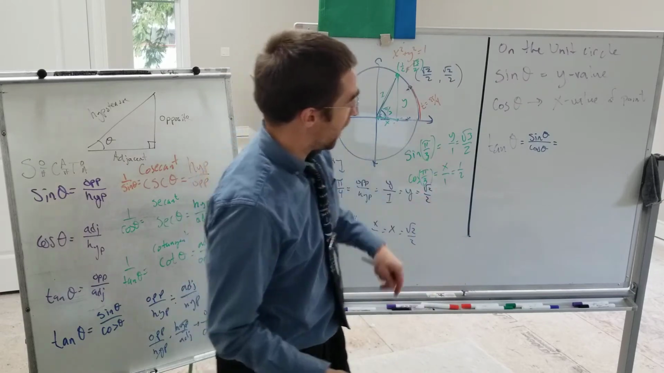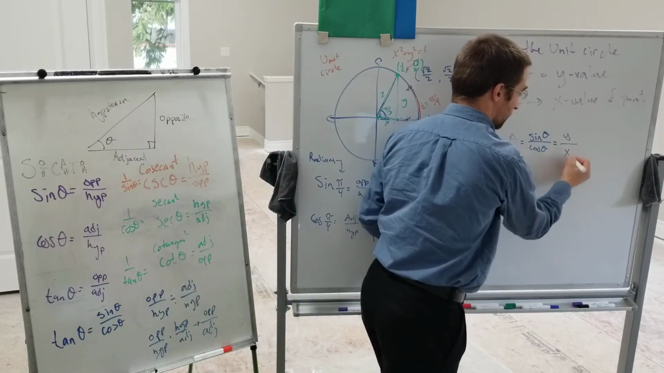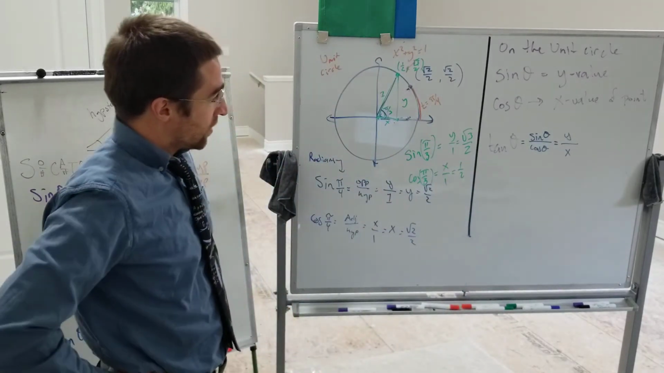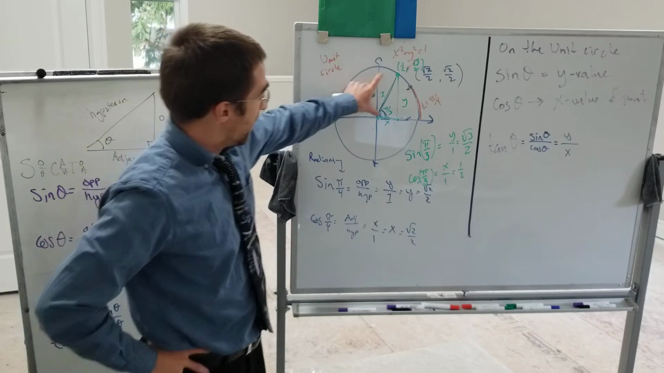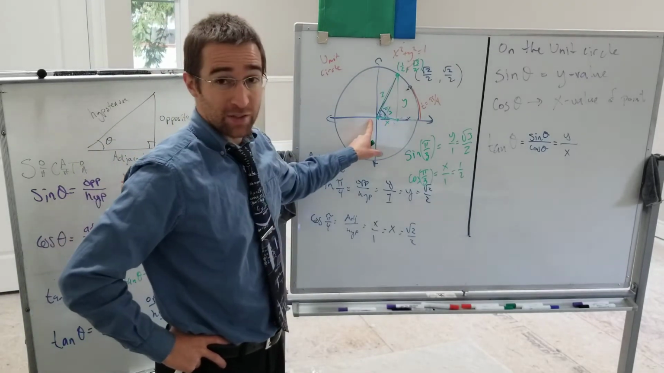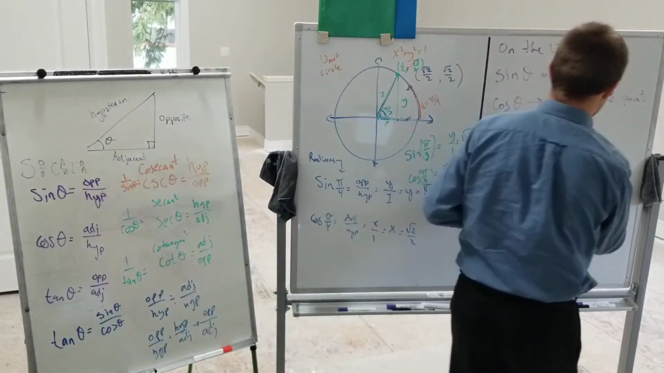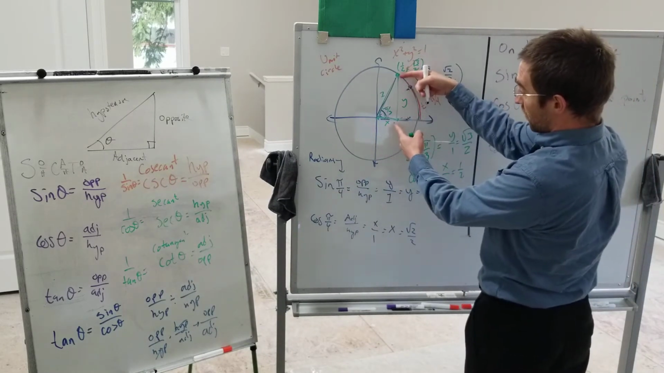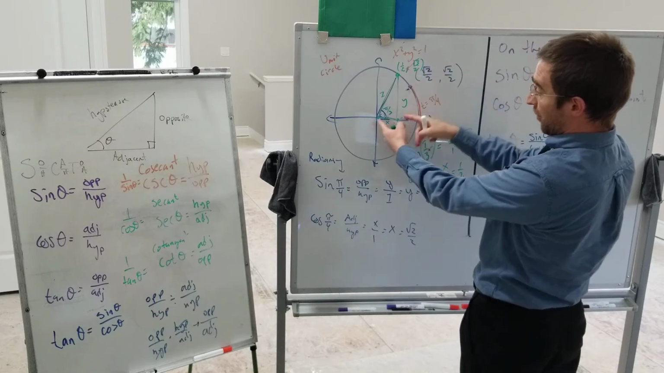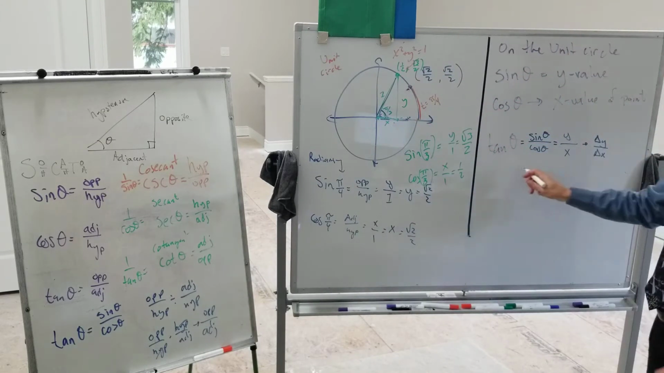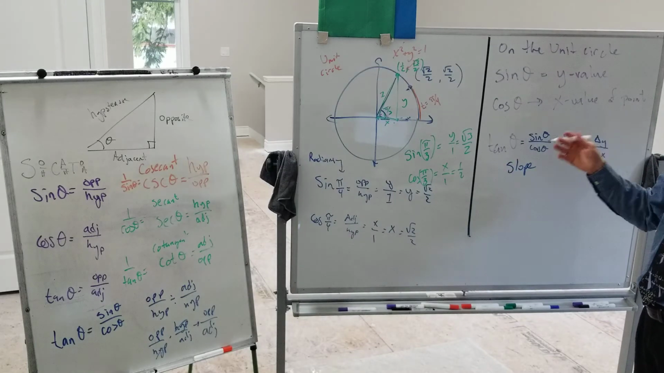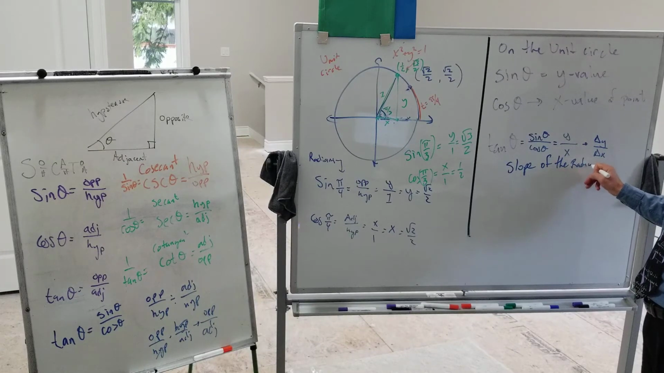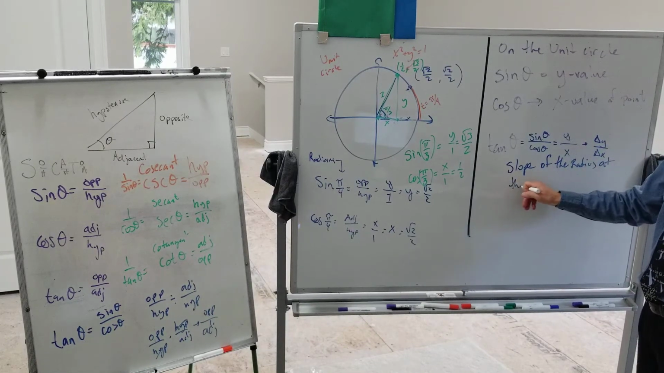Well, the sine is the y value. The cosine is the x value. So here we've got the y value divided by the x value. We're starting at 0, 0, so really it's the change in y over the change in x, because it goes from 0 to that number, 0 to that number, right? So the tangent of the angle is the slope of the radius at that angle.